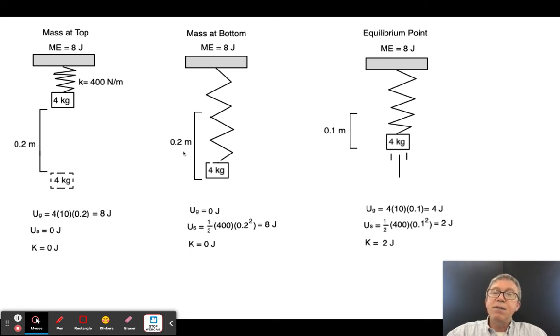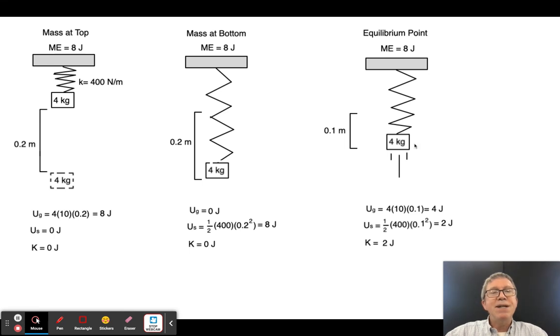When it gets to the bottom, I've now stretched it 0.2. Now, at the bottom, it doesn't have any gravitational potential energy. It doesn't have any kinetic energy. All of it is going to be in spring potential energy. Let's just see how much that is. Remember, at this point, I've stretched it 0.2 meters. So 1/2 of 400 times 0.2 squared, guess what? Equals 8 joules. So now all my energy, all 8 joules, is in the form of spring potential energy.